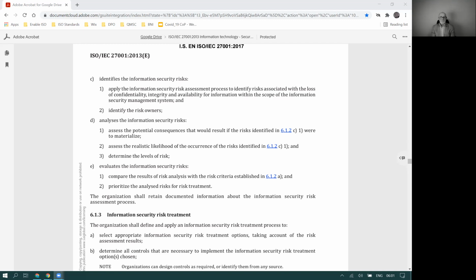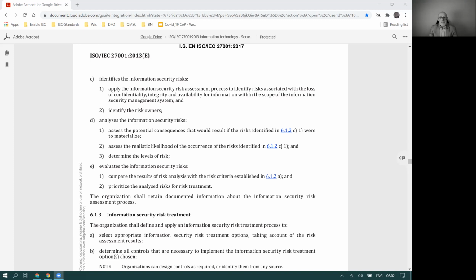I think to move on, at point D, the requirement is for the process to analyze the information security risks. One, to assess the potential consequences that would result if the risks identified were to materialize. So that's the term we use in the registers, under the risk description, we provide for the consequences of inaction. The risk description will describe the impact of the risk if we were to do nothing. And I think that's the starting point. Then you prioritize from there.